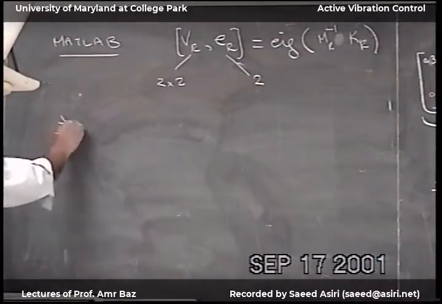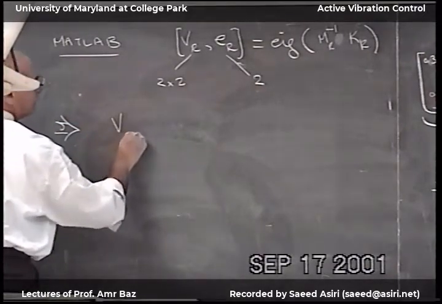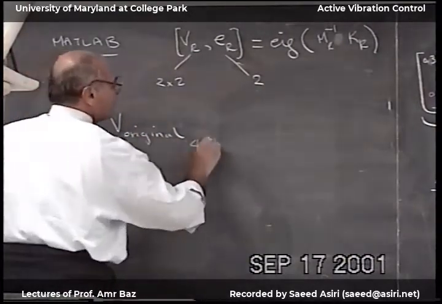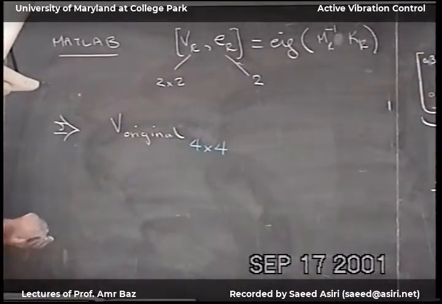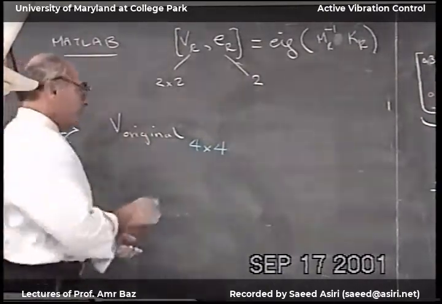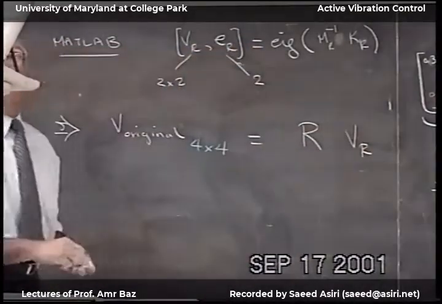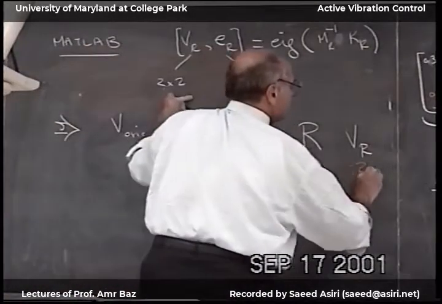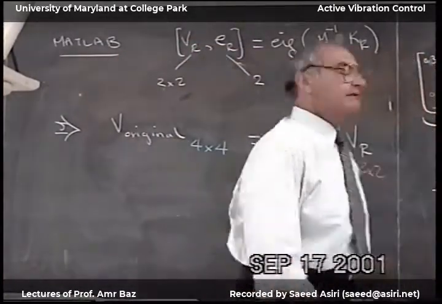Now, we have E original, and we have V original. V original was 4 by 4. V reduced is 2 by 2. Now, I can extract the V original from R V reduced. Okay, because V reduced is 2 by 2. R is here. 4 rows and 2 columns. So this is 4 by 2.